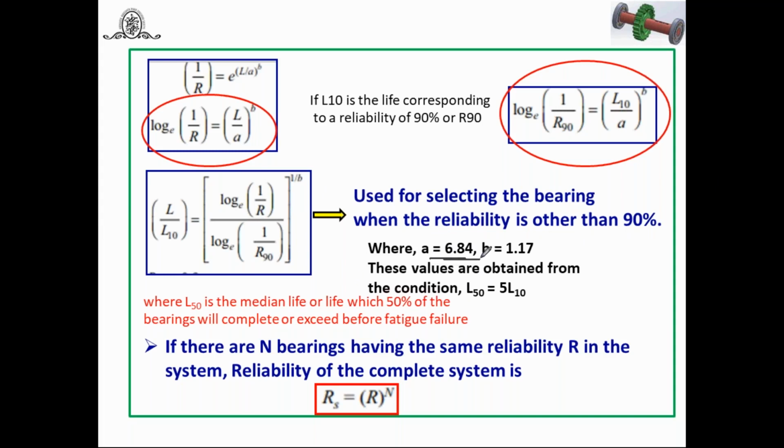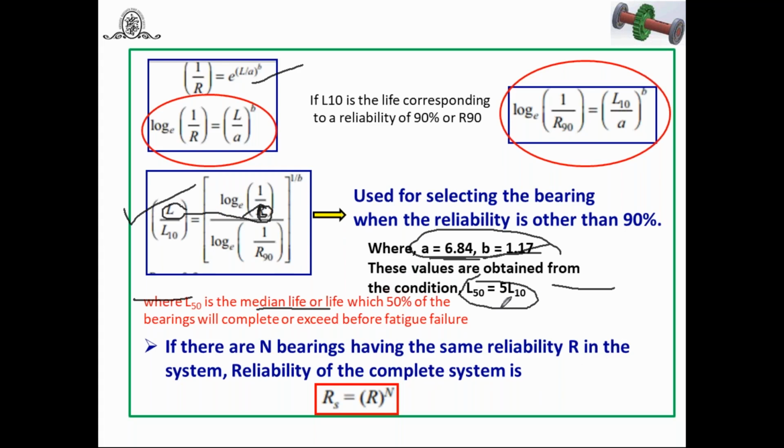But here the constants are given. Suppose you would like to use the Weibull distribution, a is equal to 6.84, b is equal to 1.17. Again, these values of a and b are based on L50 being equal to 5 times L10. You know the L50 life means median life, which 50% of the bearings can complete or exceed. By using this expression, you can find out the reliability of the bearings other than 90%. Then next, suppose someone asks you to find out the reliability at 95%. So you have to find out this. It remains the same. So for 95%, these two parameters play an important role. Accordingly, you can solve and do the calculations.